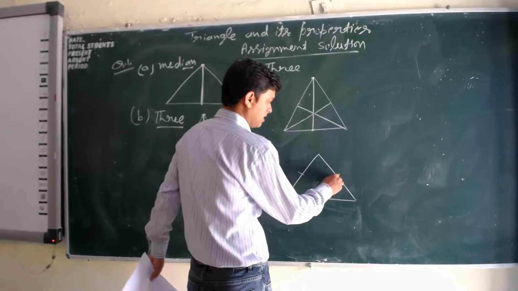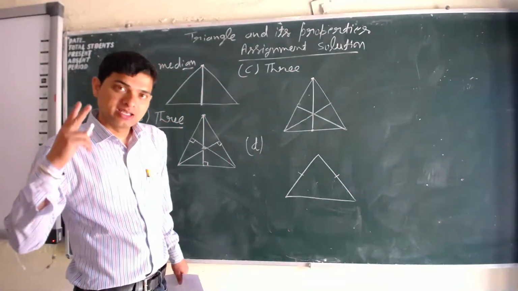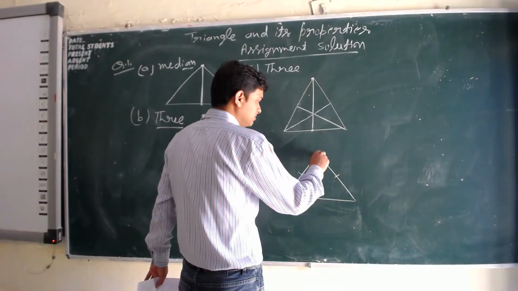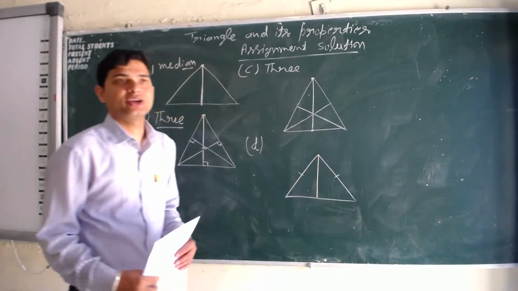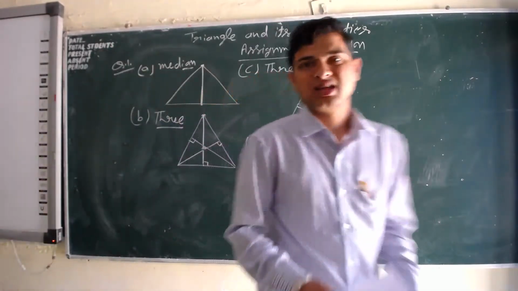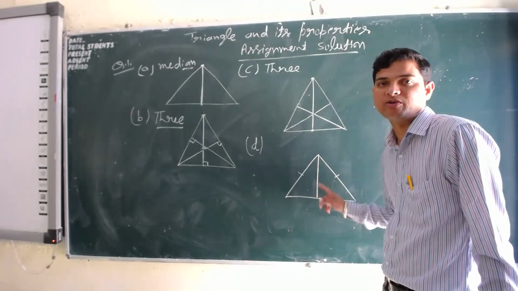Isosceles triangle. Which triangle has two equal sides? Then isosceles triangle has equal altitude and median. Okay, but इसका एक और आंसर हो सकता है. ये तो देखो इसमें तो एक ही ऐसा altitude होगा जो इसका median भी होगा.